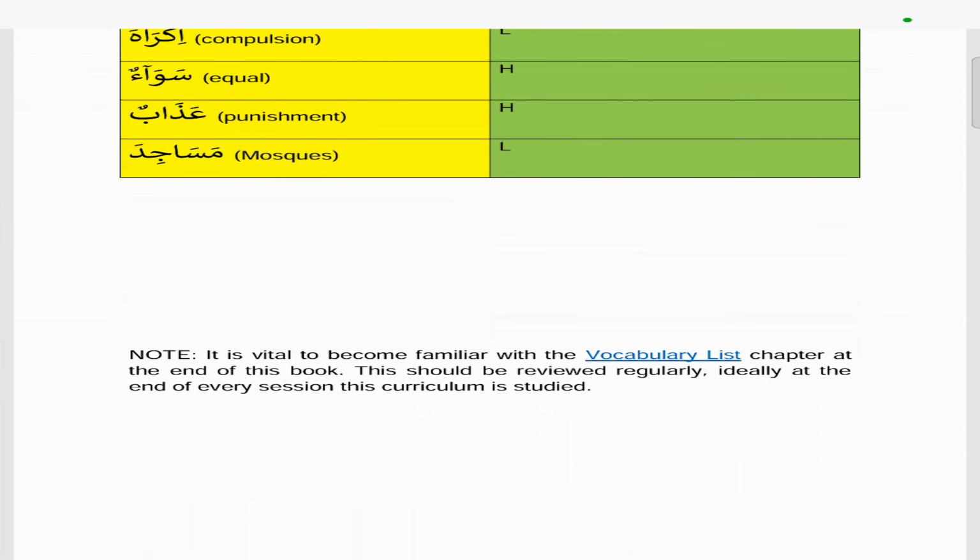As per usual, at the end of a chapter, we always recommend going through the vocabulary list chapter at the end of this book, and this should be reviewed regularly, ideally at the end of every session this curriculum is studied. Because as you learn knowledge to do with Arabic grammar, you need to make sure that as you go step by step forward and improve, you expand your vocab as well at the same time.